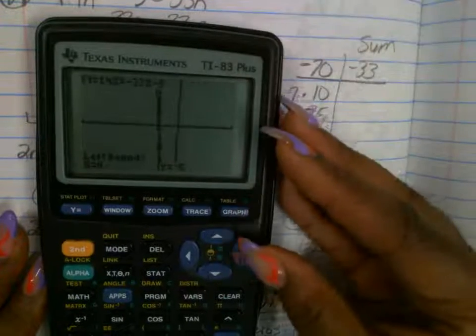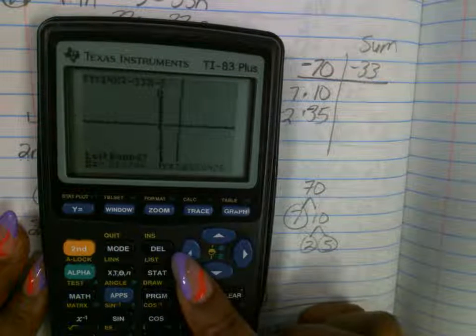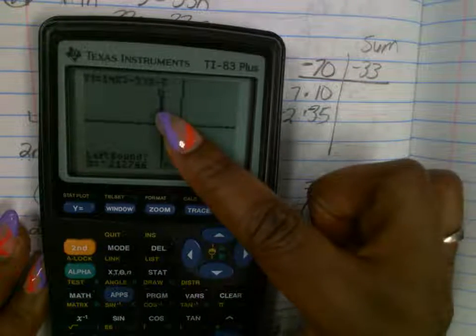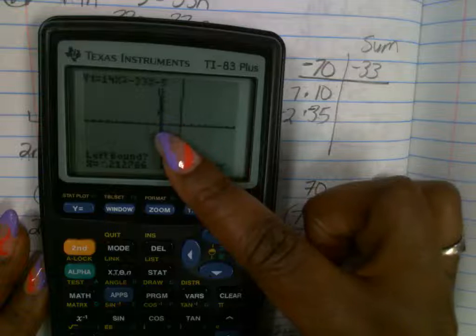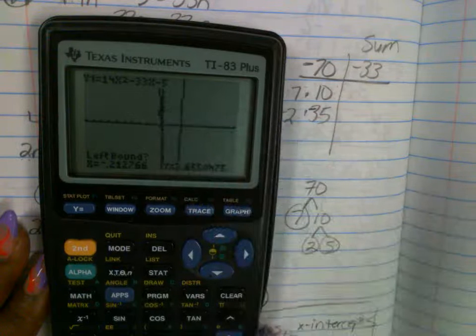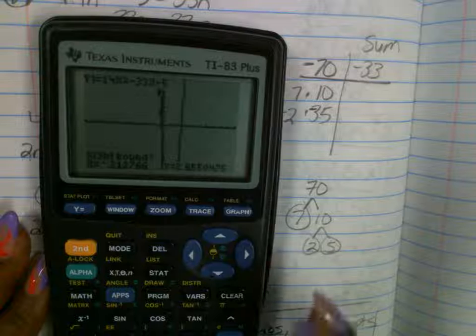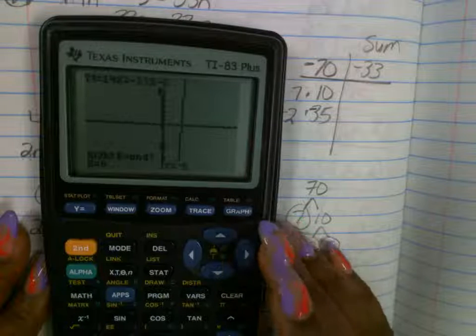The left side of the parabola, use this arrow and press enter above the line, right above it. The closer you get to this line, the better off you are. So right here is good. Press enter. And below the line just a little bit, press enter.